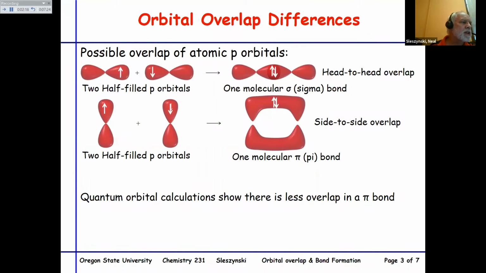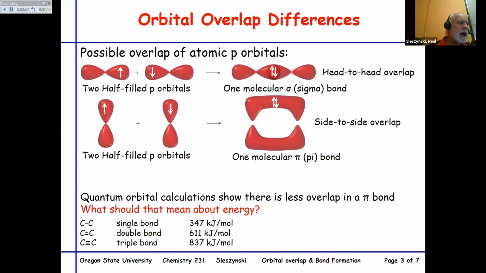Quantum orbital calculations show that there's less overlap in a pi bond. What should that mean about energy? Well, if we have less overlap of the atomic orbitals, we would expect there to be less energy holding those atoms together. In fact, if we measure the energy of first a carbon-carbon single bond, then a carbon-carbon double bond, which is one sigma bond and one pi bond, or a carbon-carbon triple bond, one sigma bond and two pi bonds, we see an energy distribution that looks like this.